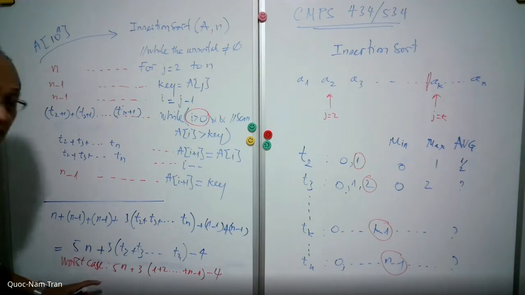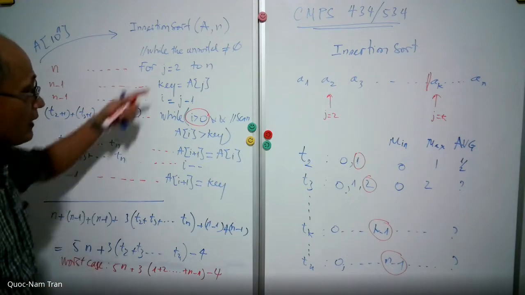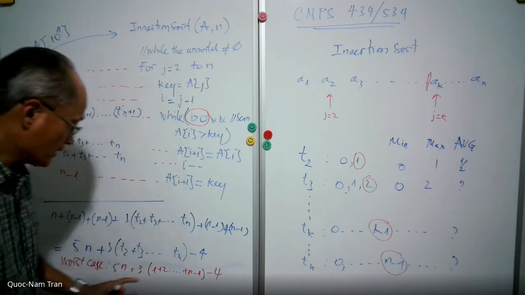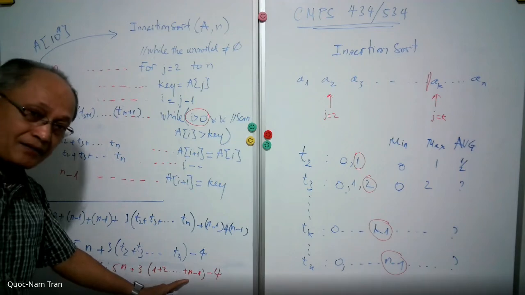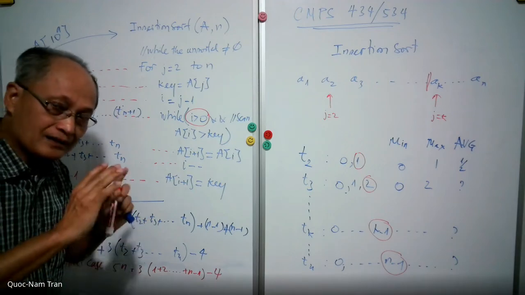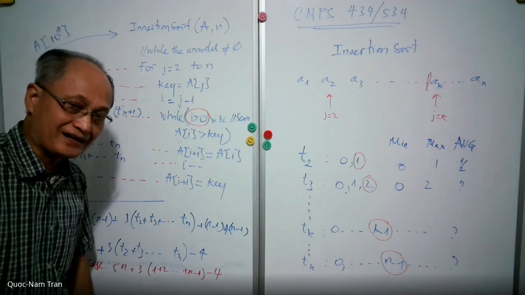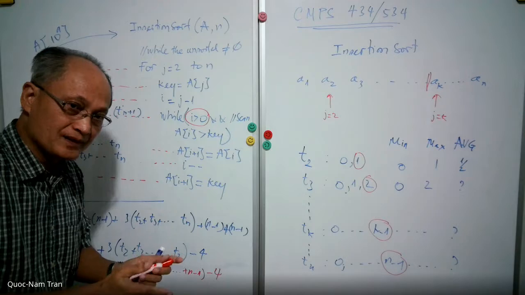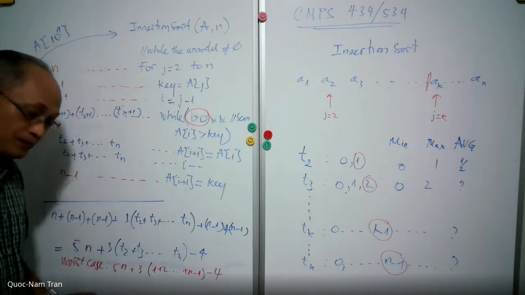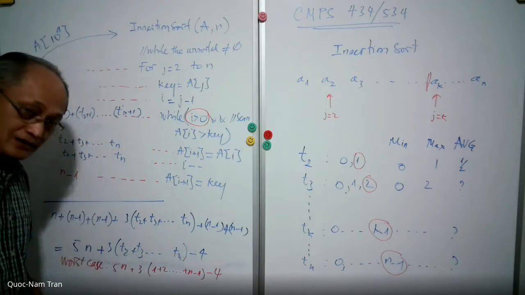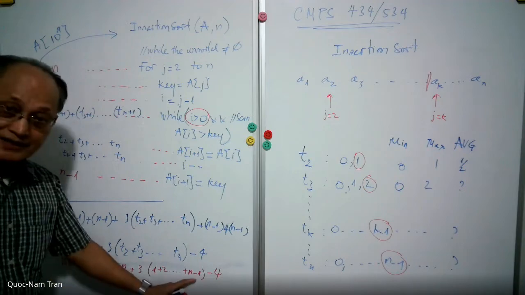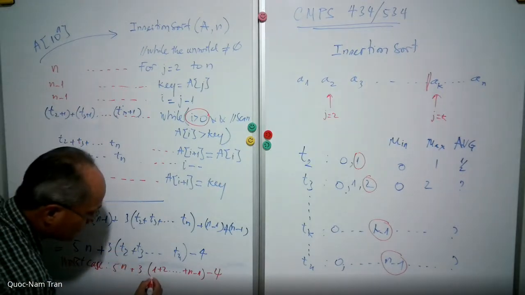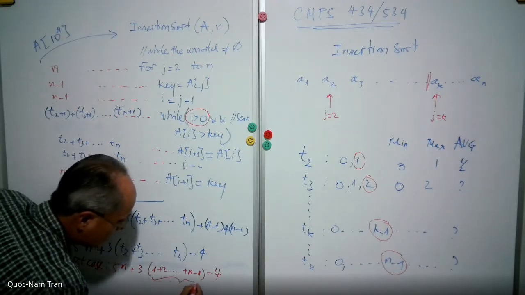Because as I mentioned before, when we analyze the performance, we want to have a function in terms of n that is concise, meaning short enough. We just pay attention to the biggest term. So that's why we want to simplify this. How do we simplify this? We just have to find out what this sum is.